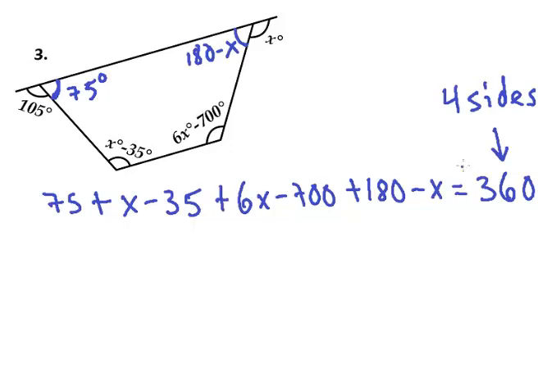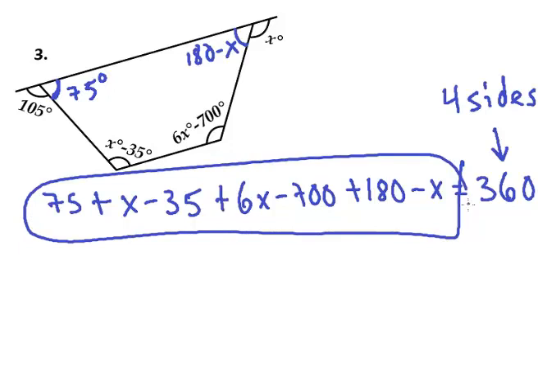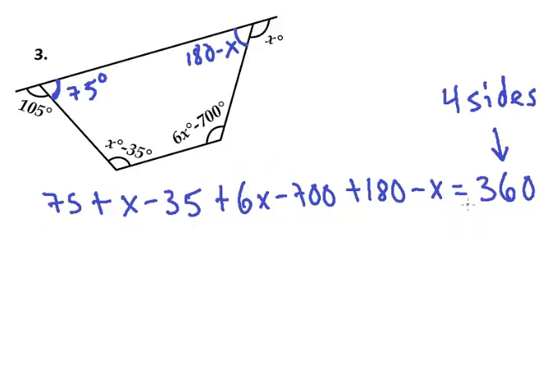Now, we have a lot of numbers and letters in here. We need to reduce that amount. How? We're going to focus on adding or subtracting the letters. We have 1x plus 6x minus 1x. 1 plus 6 minus 1 will be 6. I copy the letter.